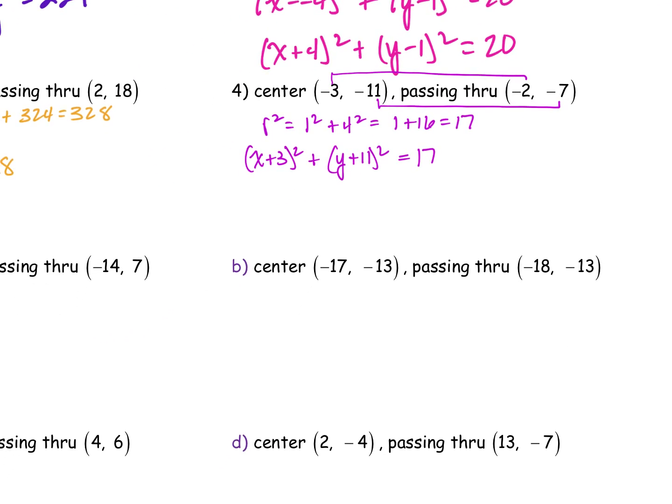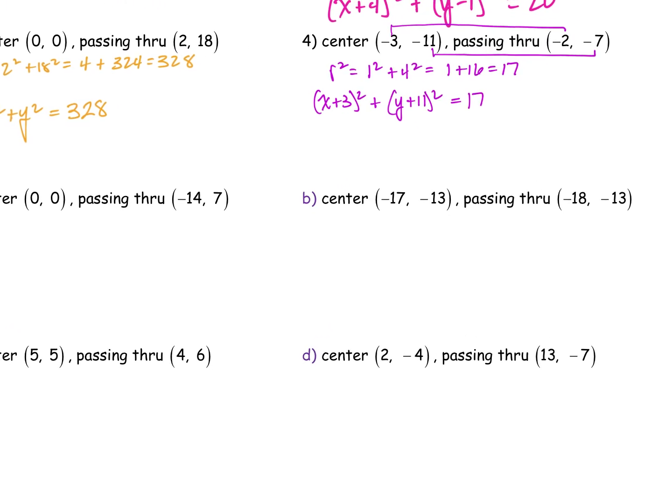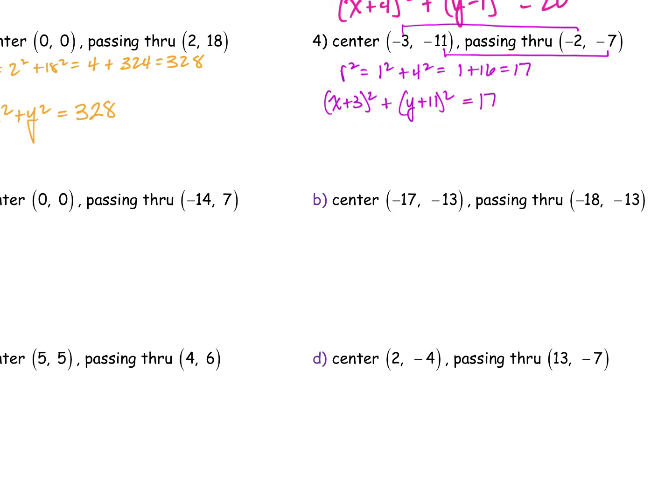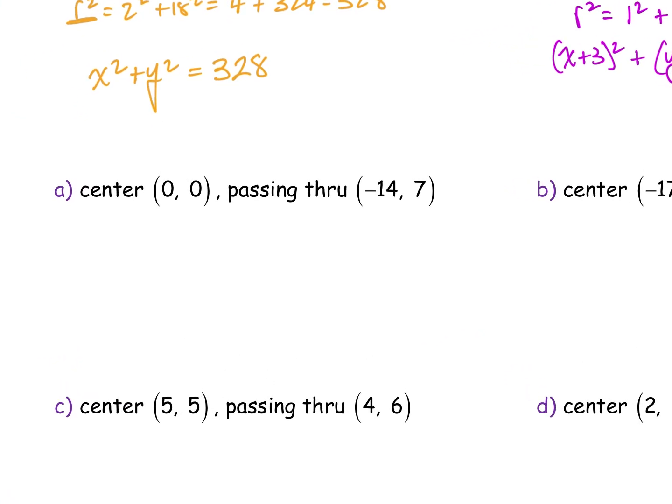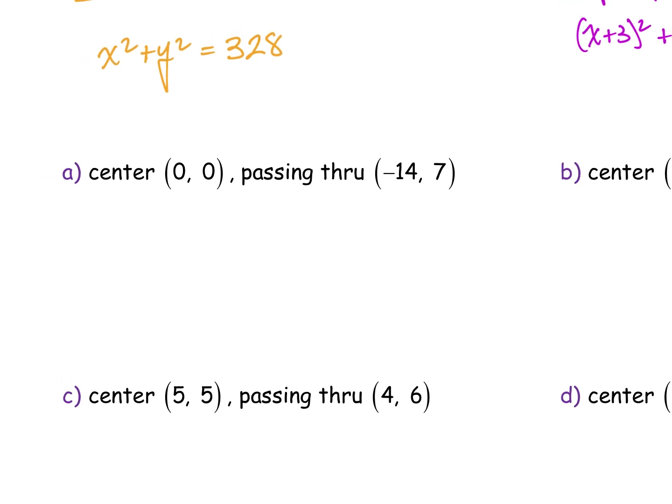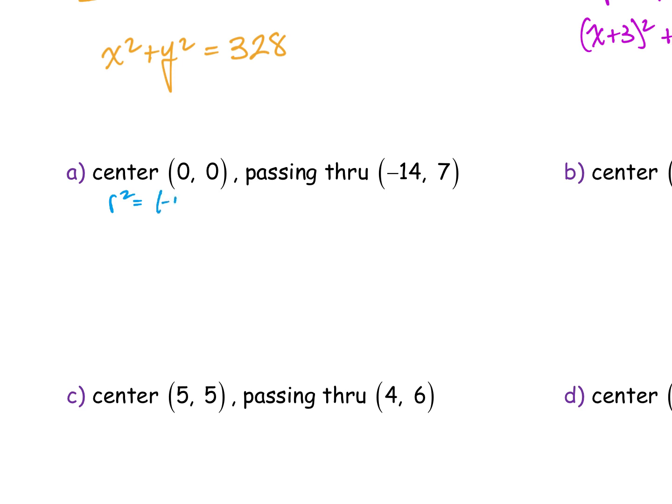Okay, so I want you to go ahead and work on A through D. So on A, r squared is going to equal negative 14 squared plus 7 squared. So that's 196 plus 49, which should be 245. Is that right? Yeah, 245. So x squared plus y squared equals 245. Did you guys get 245? Is that right? Okay, thanks. Because for some reason I can't add in my head today.